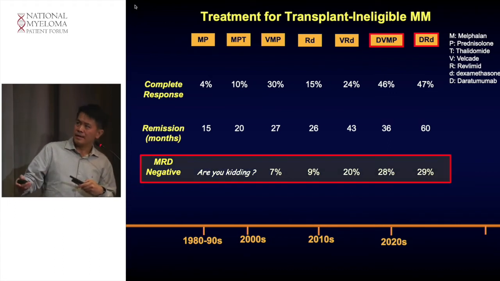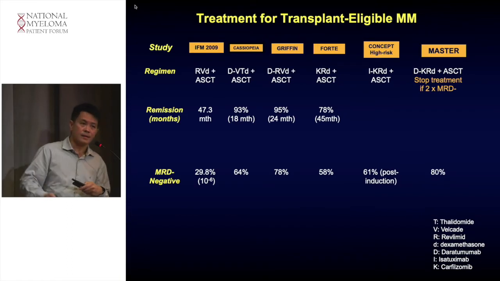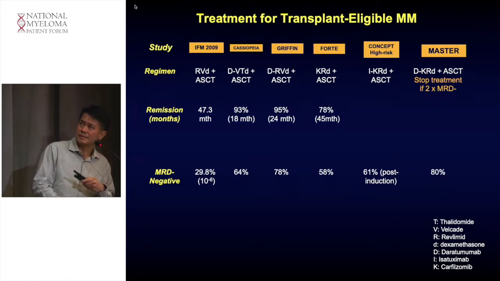Now, if you look at patients who are transplant eligible, of course, the outcomes will be even better. Right now, the standard of treatment is VRD, Velcade, lenalidomide, dexamethasone, followed by autologous stem cell transplant. But researchers are getting a little bit more innovative. We have started adding daratumumab to the backbone of bortezomib, thalidomide, dexa, or bortezomib, lenalidomide, dexa. These are two very important studies called the Cassiopeia study and Griffin study.